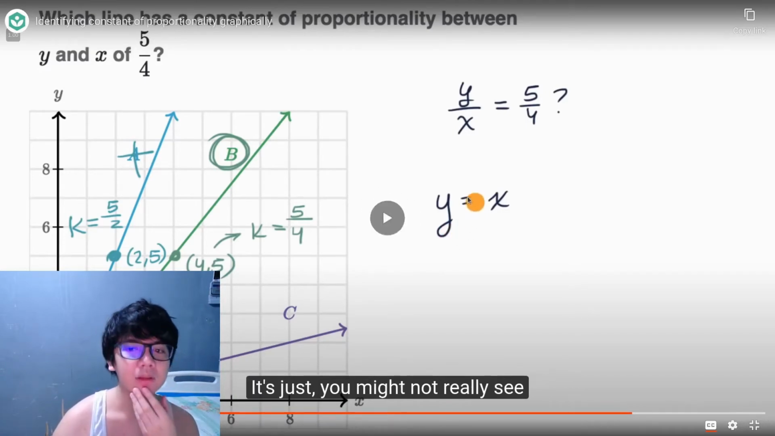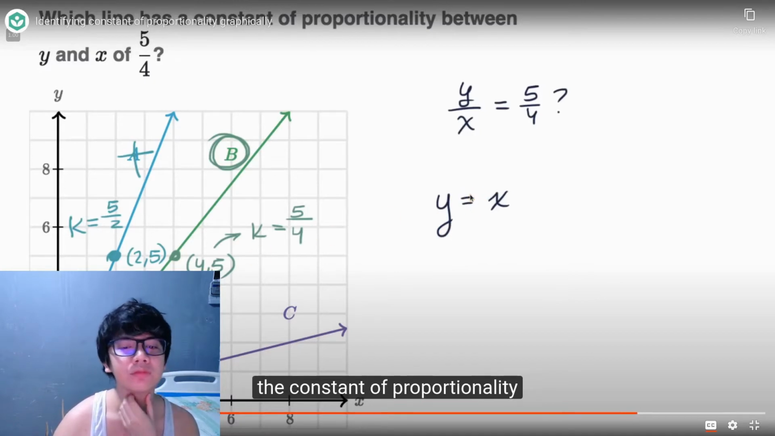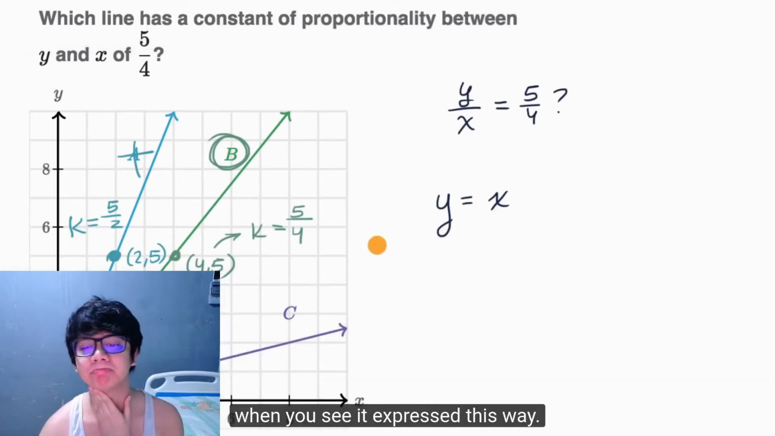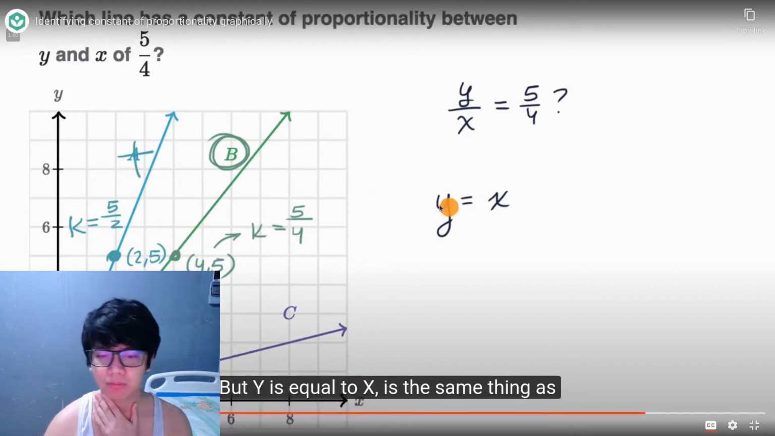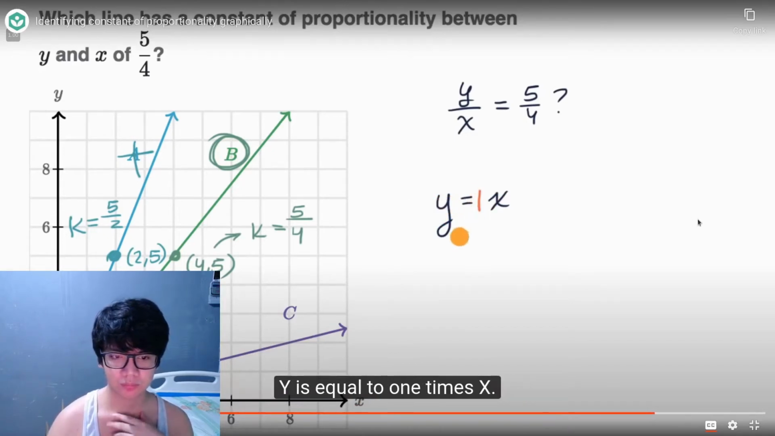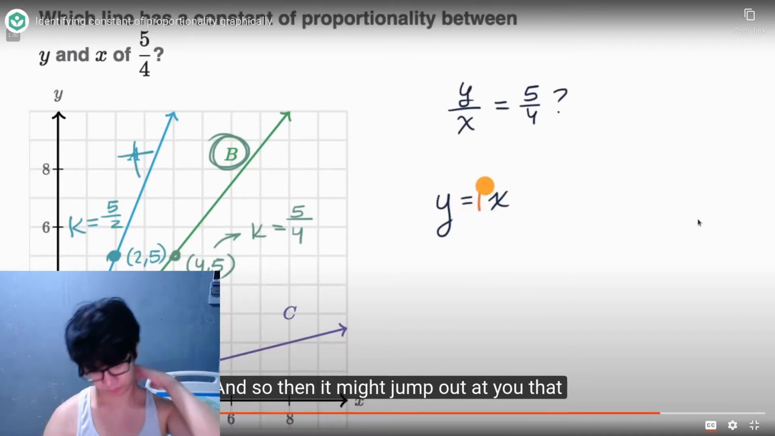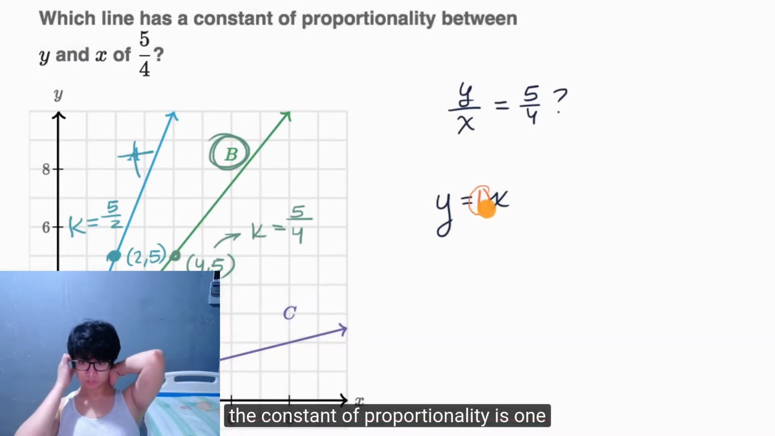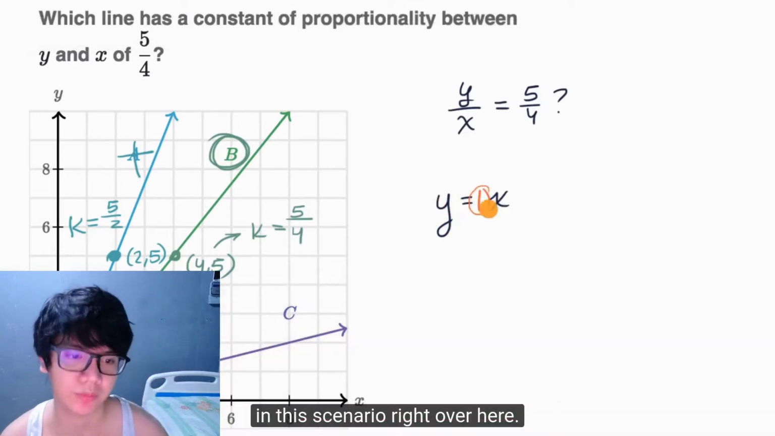You might not really see the constant of proportionality when you see it expressed this way. But y is equal to x is the same thing as y is equal to 1 times x. And so then it might jump out at you that the constant of proportionality is 1 in this scenario right over here.